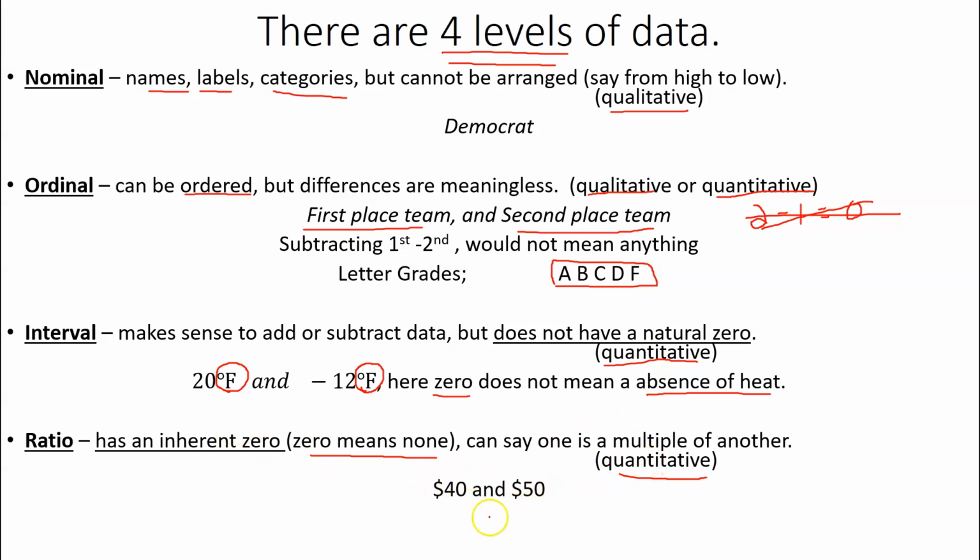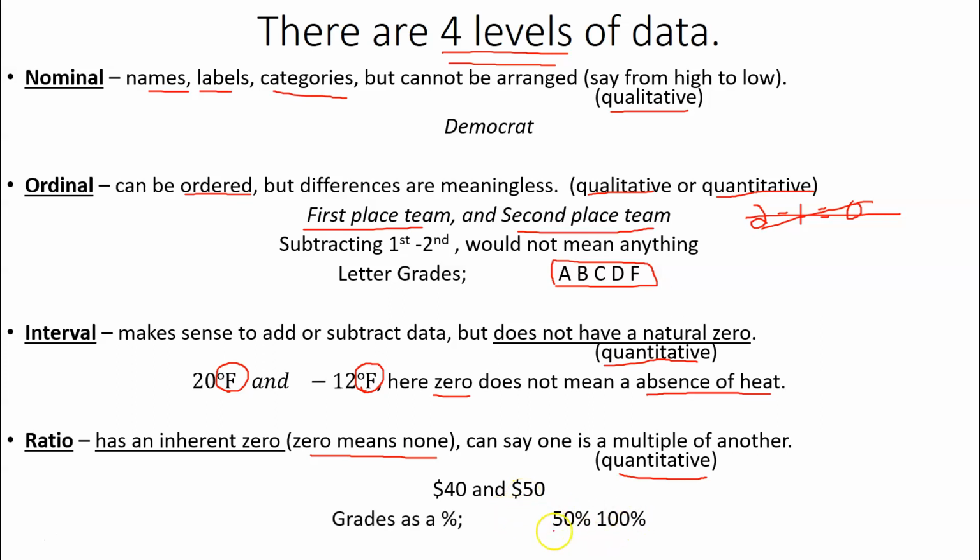An example here, it says money. Okay, $0 is $0. I can't buy anything because I got nothing. This is in a ratio of 4 to 5. Okay, if one person has $40 and one person has $50, there's a ratio there of 4 to 5 between a comparison of the two.